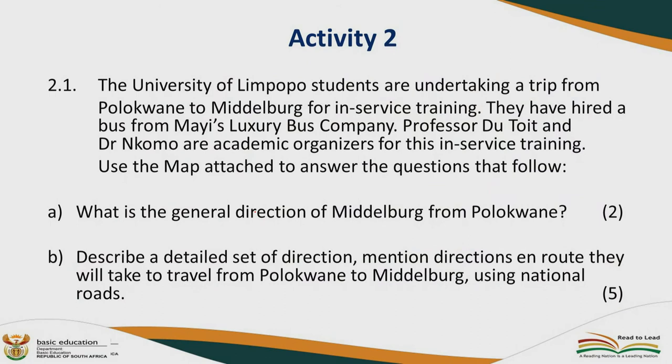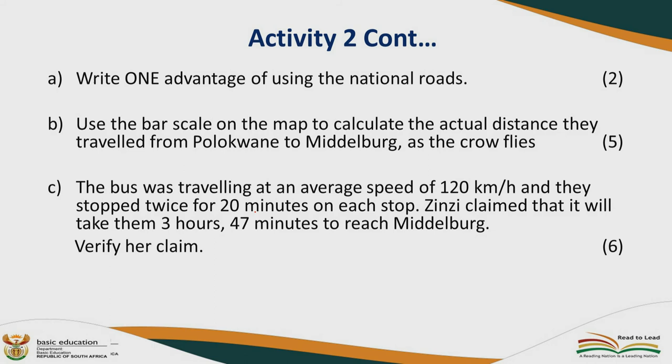Activity two still continues. That would be A. Write one advantage of using a national road. Remember, the national roads are your N1s, your N2s, your N3s. And in this instance, they say one advantage. I'm going to repeat this again. If they say one advantage, you only provide one.